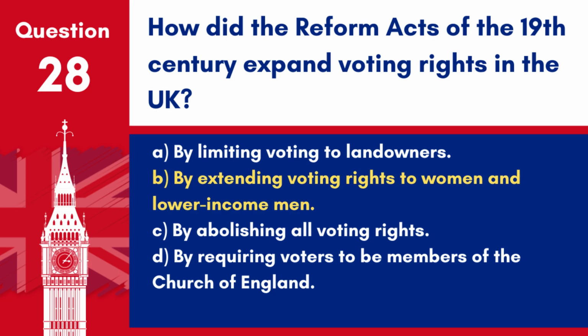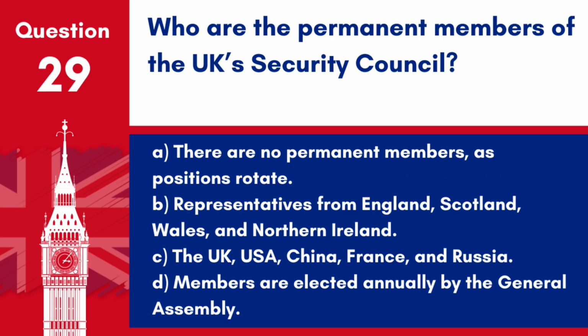Answer: B. By extending voting rights to women and lower-income men. The Reform Acts of the 19th century were crucial in expanding voting rights, initially to more men based on property qualifications and eventually to women. Question 29. Who are the permanent members of the UK's Security Council?